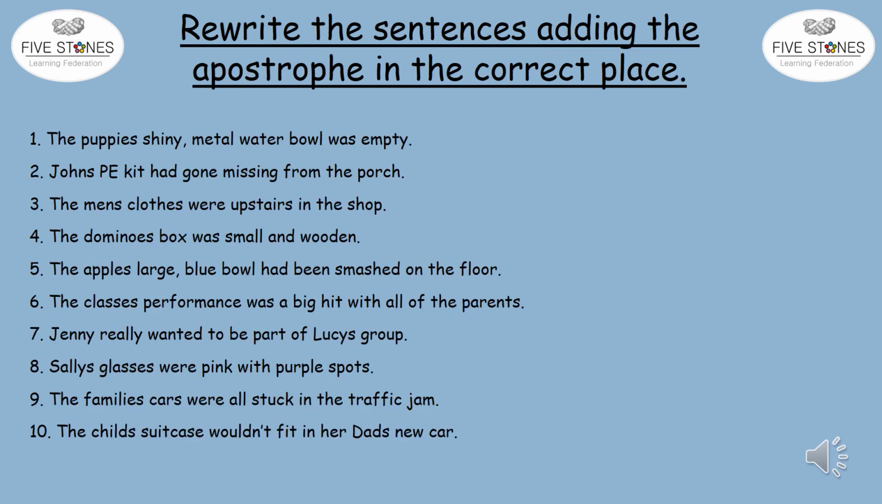Rewrite the sentences adding the apostrophe in the correct place. We've got 10 sentences to have a look at. The puppy's shiny metal water bowl was empty. John's PE kit had gone missing from the porch. The men's clothes were upstairs in the shop. The Domino's box was small and wooden. The Apple's large blue bowl had been smashed on the floor.